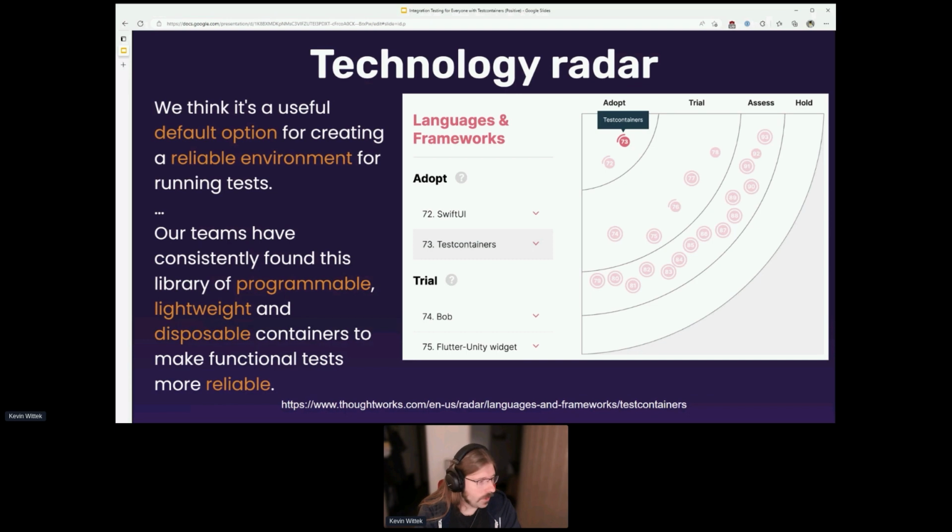We quoted Martin Fowler quite a bit in the talk, and he is of course working at ThoughtWorks, and Testcontainers recently appeared also on the ThoughtWorks Technology Radar, and we are now in the adopt category, which is pretty cool. So what they say is, we think it's a useful default option for creating reliable environments for running tests. Our teams have consistently found this library of programmable, lightweight, and disposable containers to make functional tests more reliable. And that's, of course, very nice.